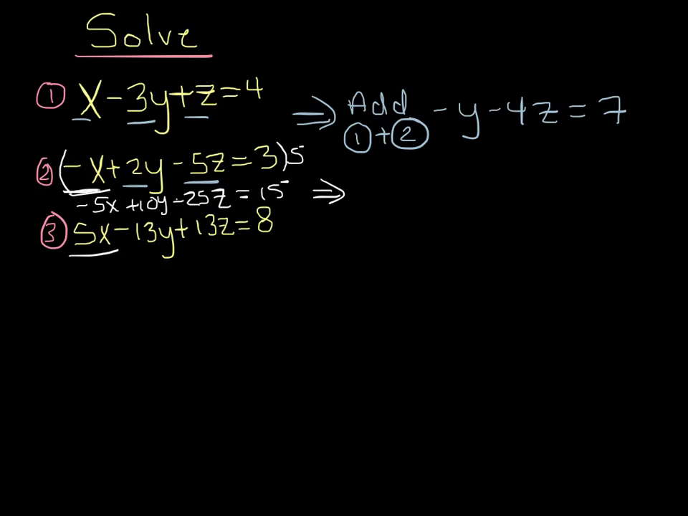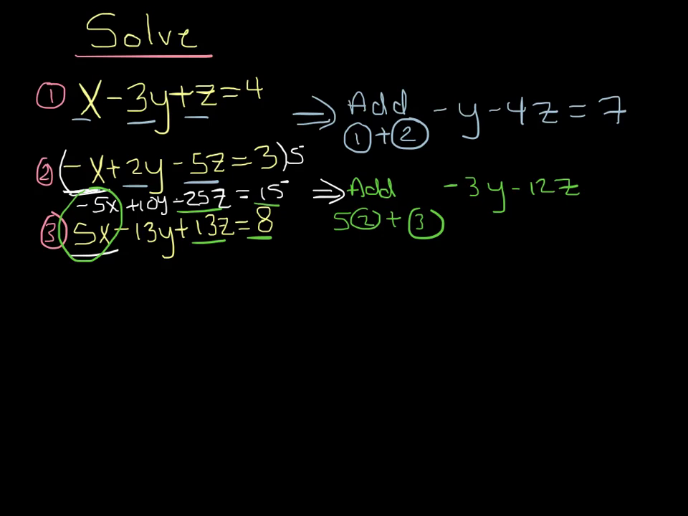And now let's add that to equation 3. So again, we added 5 times equation 2 plus equation 3. And that results in the x's canceling again. 10y minus a 13y is a negative 3y. And then negative 25z and a 13z gives me a negative 12z. And then 15 plus 8 is 23.